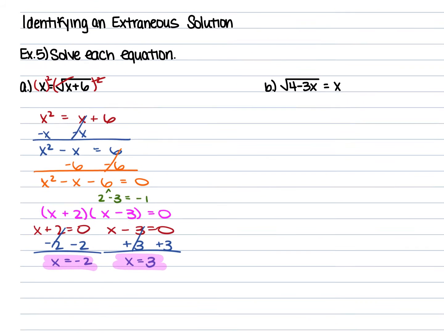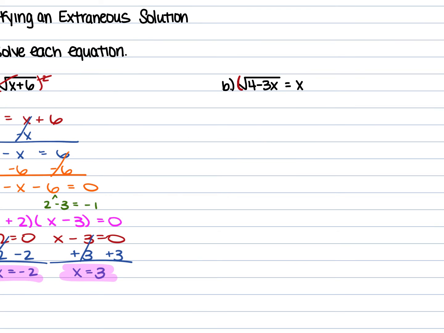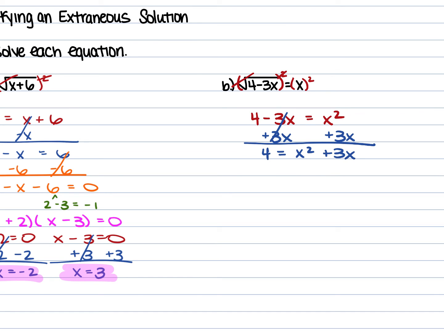For example B, we have the square root of 4 minus 3x is equal to x. We're going to take each side, raise it to the second power to cancel out that radical. We have 4 minus 3x is equal to x squared. Once again, you have an x squared, so move the 3x over, add it to both sides. You have 4 is equal to x squared plus 3x. Then move your 4 over by subtracting it from each side. You have x squared plus 3x minus 4 is equal to 0.